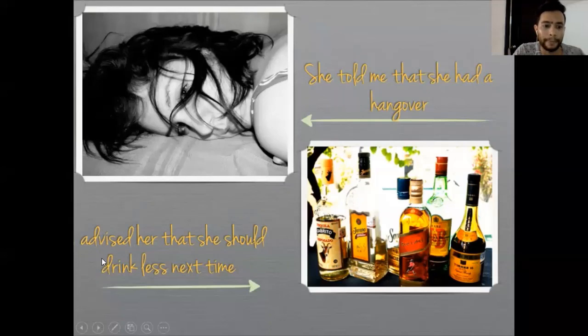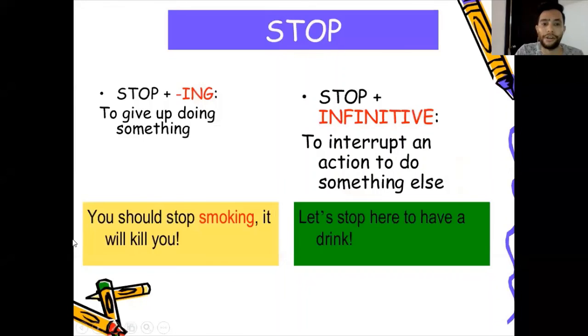And here, I advised her that she should drink less next time. Advise her that. Again, advise her that with the same thing. Sorry about that, guys, here I dropped I. Sorry. And well, here we got some other examples of those verbs that are different from the ing and the infinitive form, that they have different meanings.